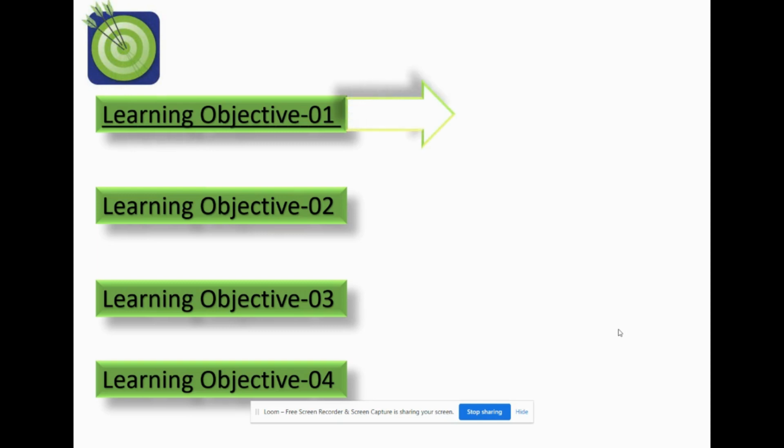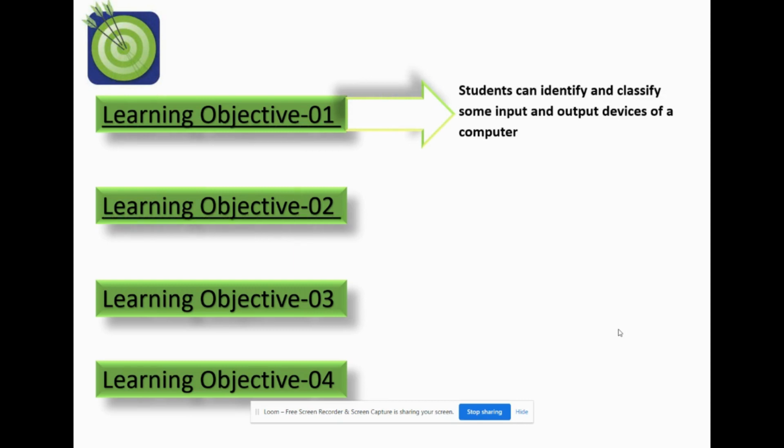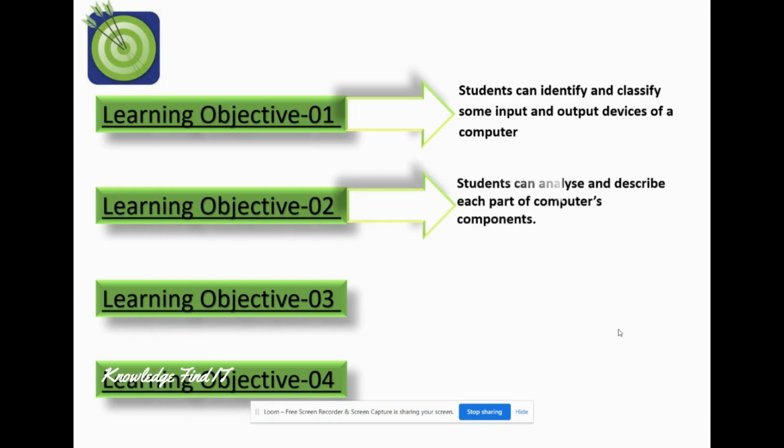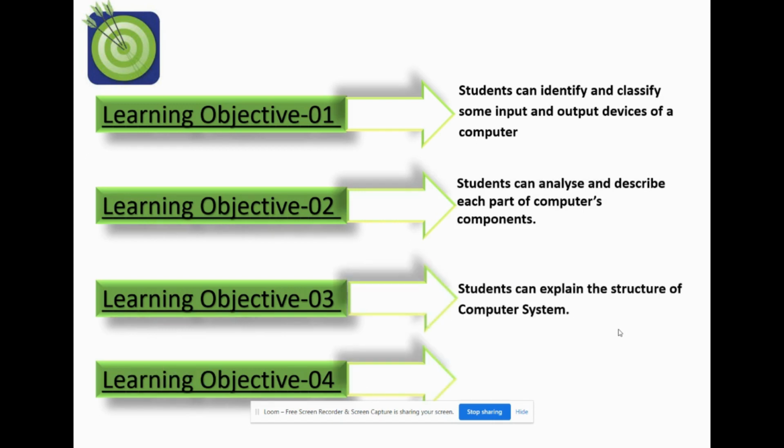Let me go to the learning objectives. Number one, students identify and classify the input and output devices of a computer. Number two, students can analyze and describe each part of computer components. Number three, students can explain the structure of a computer system. Number four, students are able to summarize and differentiate each part of a computer system.